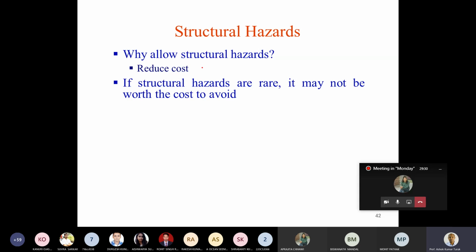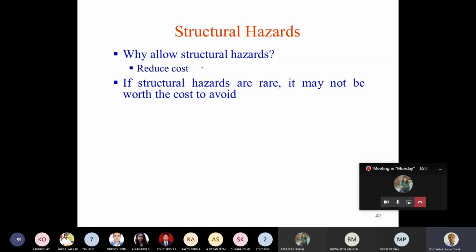Then if you make the functional unit fully pipelined, we have to put in more gates or more resources on the data path, so that also adds to the cost. So one reason they allow the structural hazard to take place is provided the structural hazards are rare. But if the structural hazards are very frequent, then we have to figure out a mechanism to overcome them. Otherwise, you have to pay a large penalty when a structural hazard takes place.